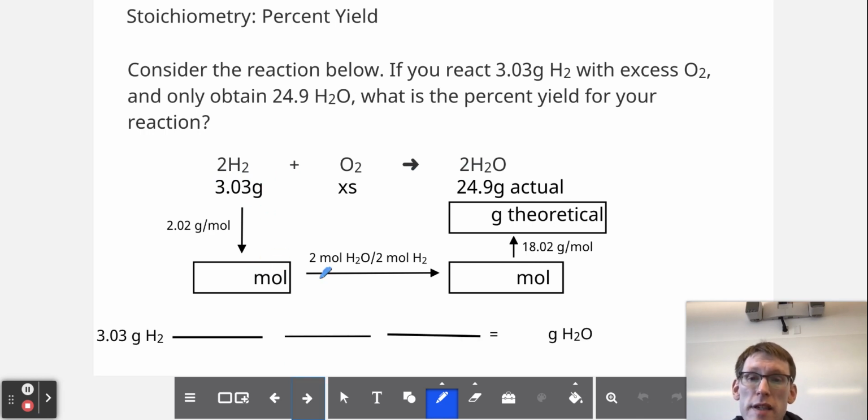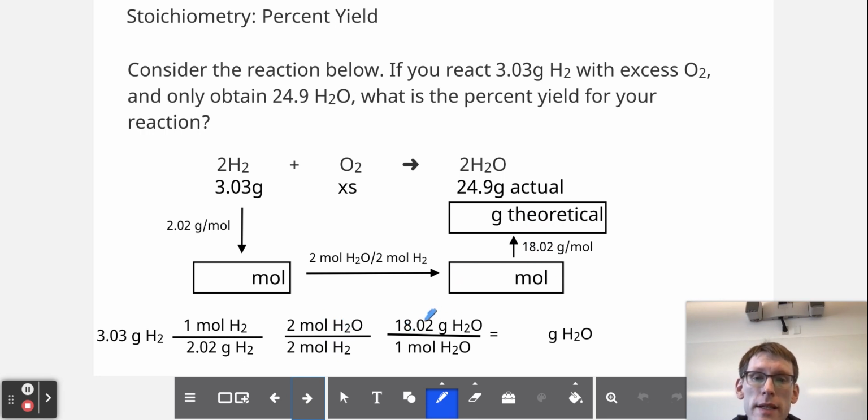Now, since I have 3 steps here, I need 3 conversion factors, and I start with my 3.03 grams of hydrogen going to my unknown grams of water. I start by saying I've got 1 mole of H2 over 2.02 grams of H2. Next, I can put in my 2 moles of H2O for every 2 moles of H2. And my last conversion factor is that I multiply by 18.02 grams of H2O per every mole of H2O. I get all of my units canceling except the grams of H2O, which gives me my final answer of apparently 27.03 grams.